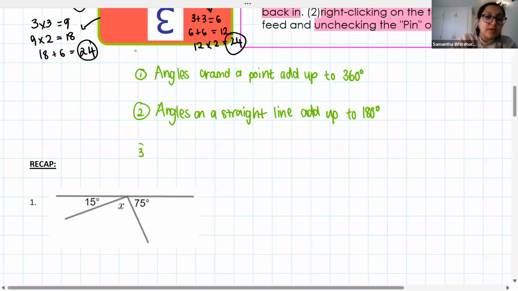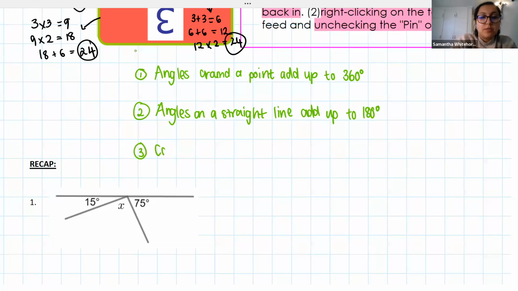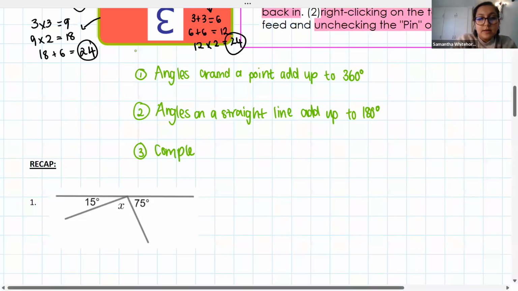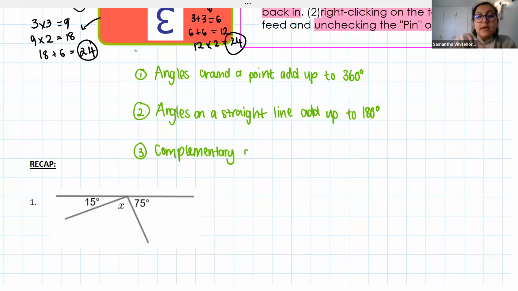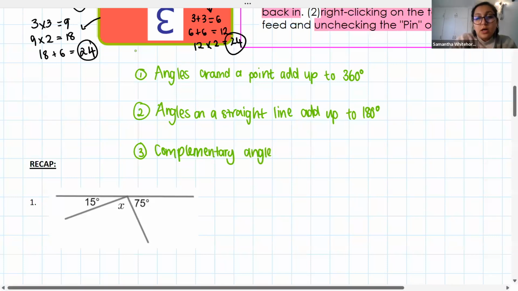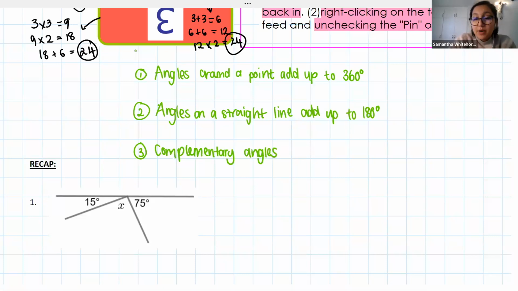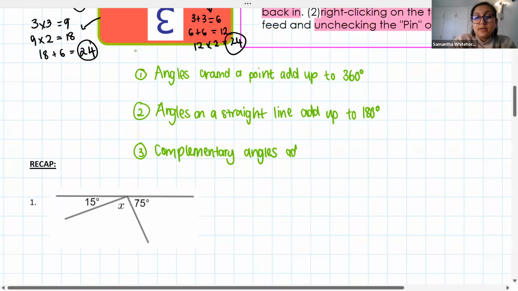We did also have a look at a third reason, which was complementary angles. And I said to you on Wednesday, we don't use this reason a whole lot, but it is one that we can bring up. And complementary angles add up to 90 degrees. So far, those are the three geometric reasons that we've learned. And these are the ones that we want to be able to apply in all of our questions going forward.